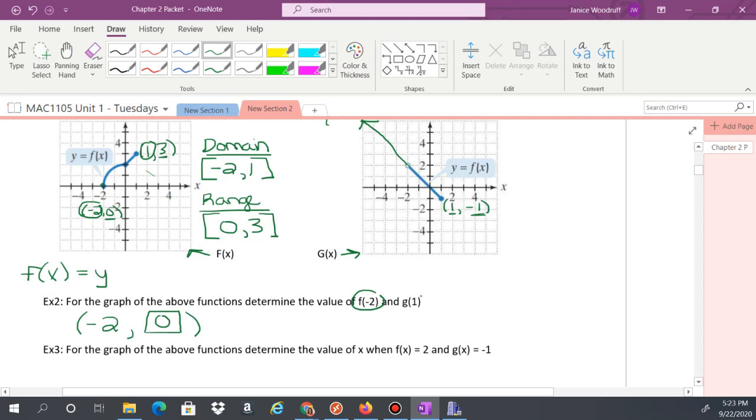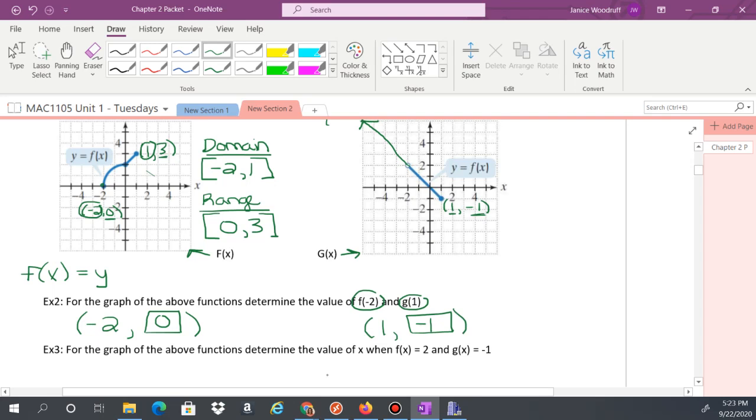And then you have g of 1, now that's saying on this graph over here to the right, that's named g of x. So this is saying, okay, when x is 1 on this graph, what's the y value? So you see 1, you have a y value negative 1. So you would fill that in as negative 1.